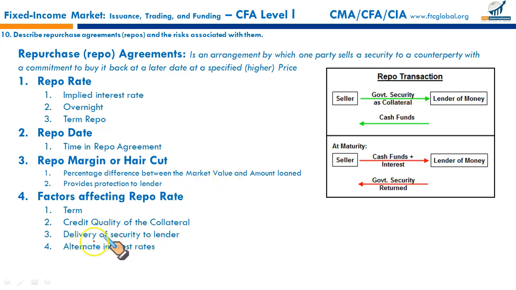If the securities have been delivered to the lender, then the repo rate would be lower. But if these securities have been given to some trustee, some third party, not the lender of the money, since the lender doesn't hold the securities, in that case the interest would be higher. So if the delivery is to the lender, the rate would be lower. If the delivery is not to the lender, then the rate could be higher. Then alternate interest rates. If alternate interest rates are higher, the lender of the money will also charge a higher implied interest rate. So this is how the repo rate is influenced by these factors.